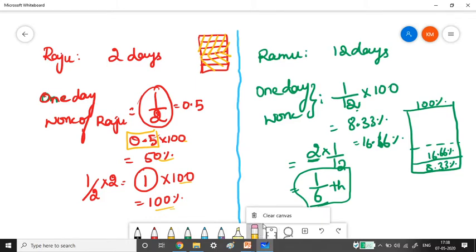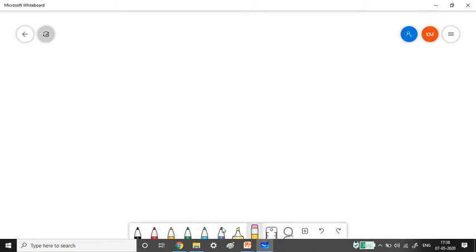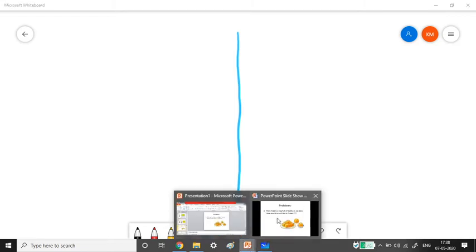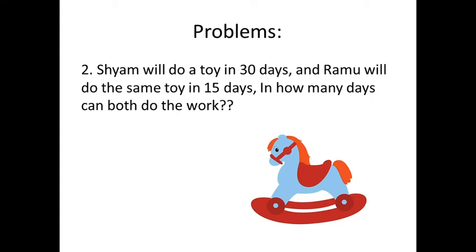Before moving to the next problem, let us clear the board. Now the second problem is: Shyam will make a toy in 30 days and Ramu will make the same toy in 15 days. In how many days can both do the work together? So this is the question.